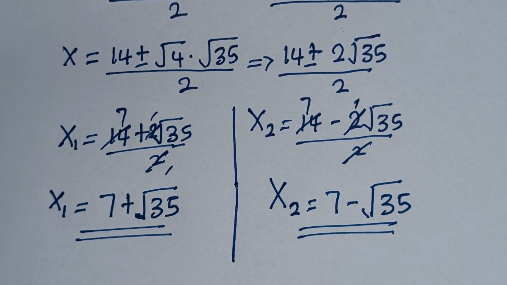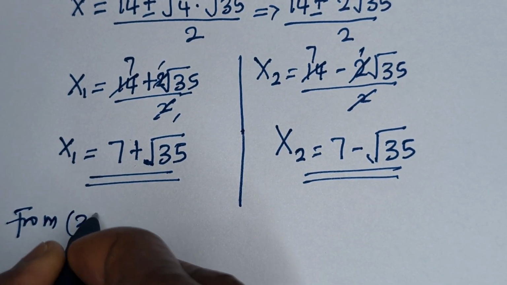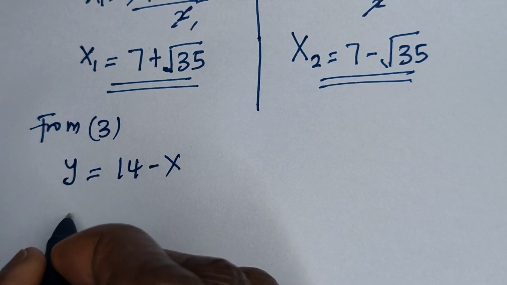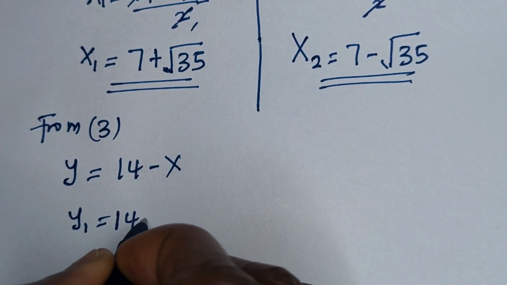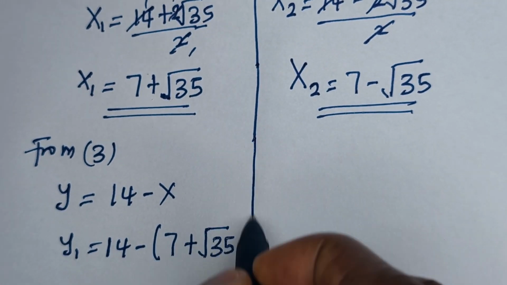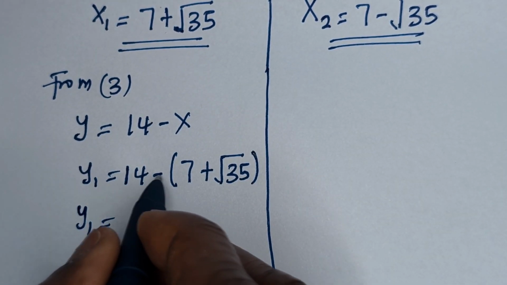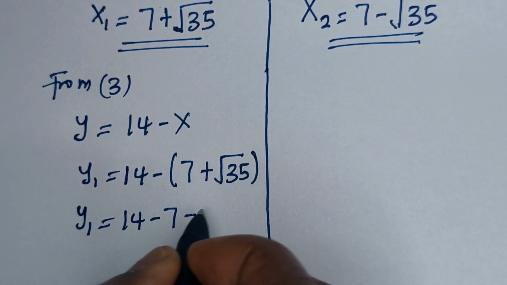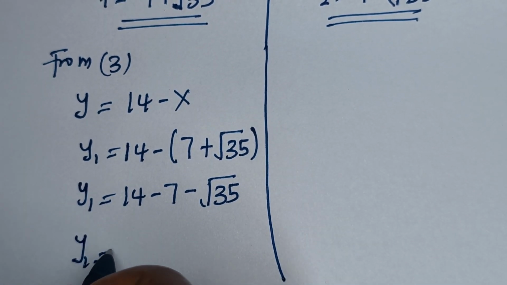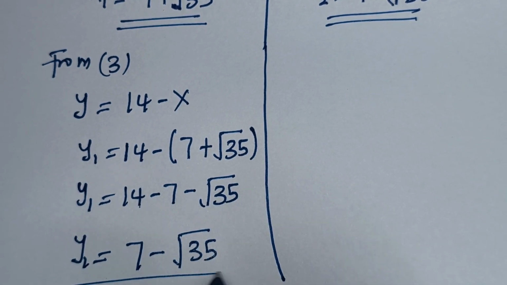Let us solve for y1 and then y2. From equation 3, y is equal to 14 minus x. y1 is equal to 14 minus x1, which is 7 plus root 35. y1 is equal to, if you open the bracket with negative, you have 14 minus 7 minus square root of 35. y1 is equal to 14 minus 7, this is 7 minus square root of 35. This is the value of y1.